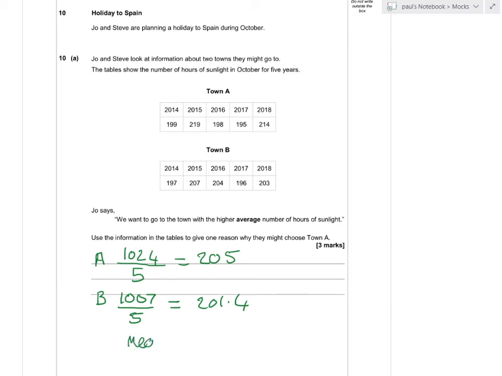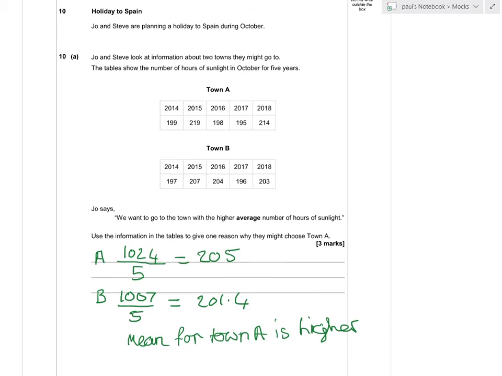Use the information table. Mean for town A is higher. Okay.